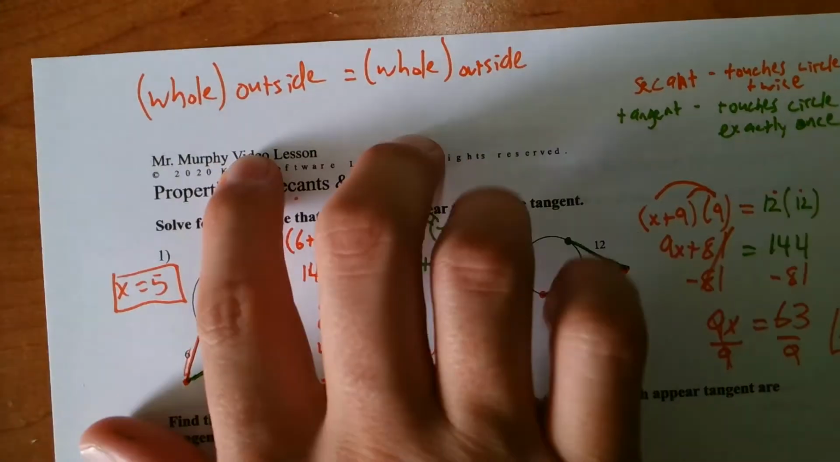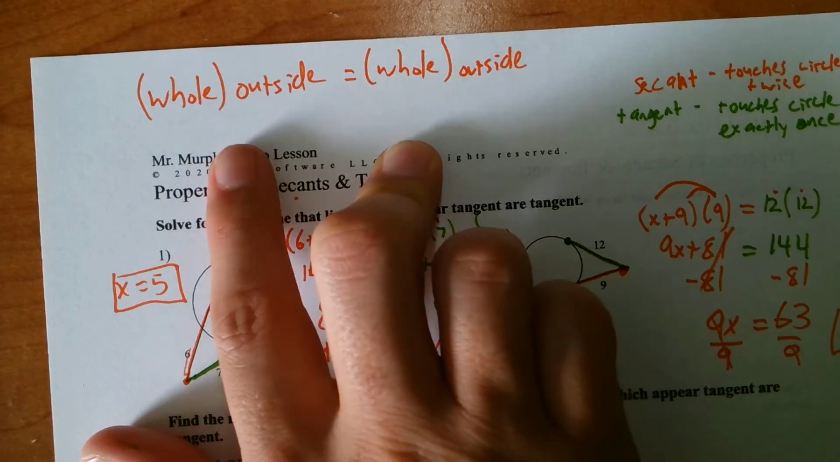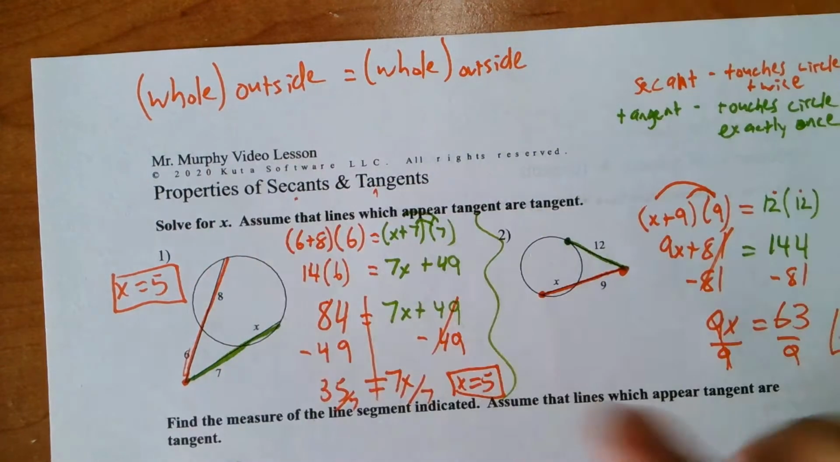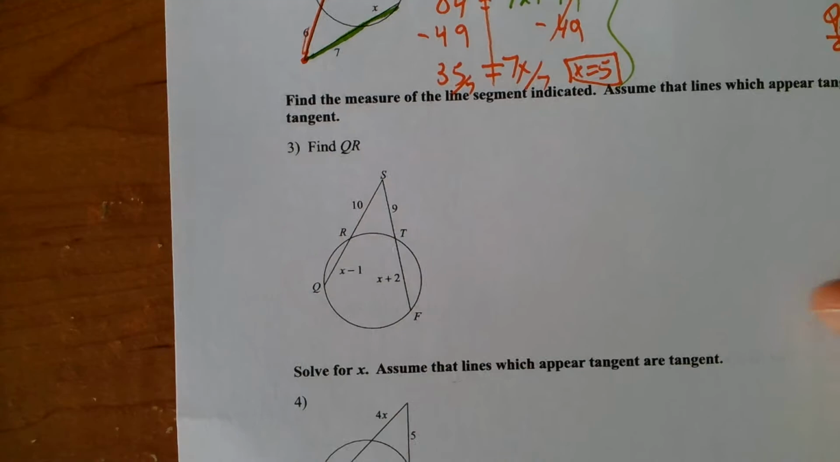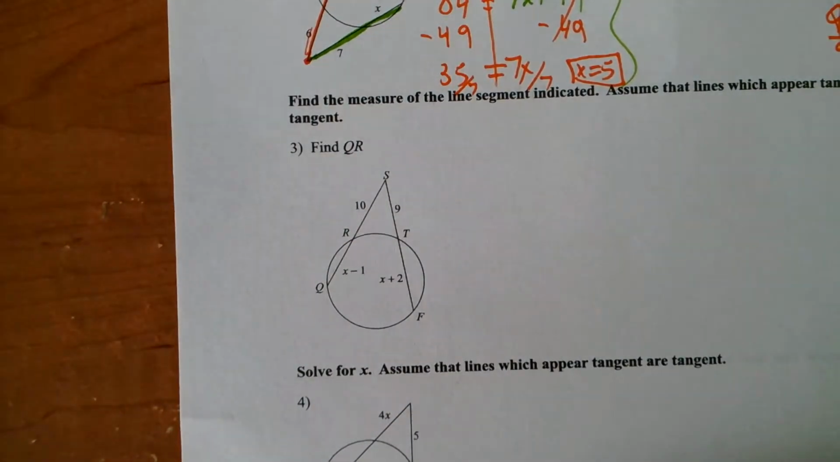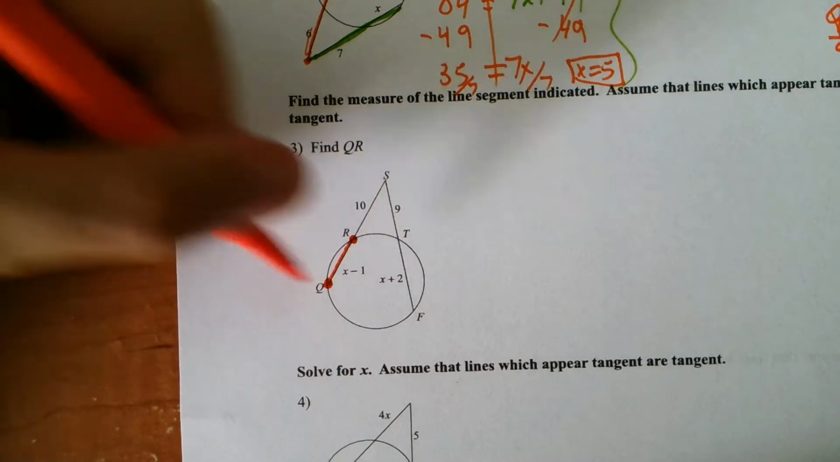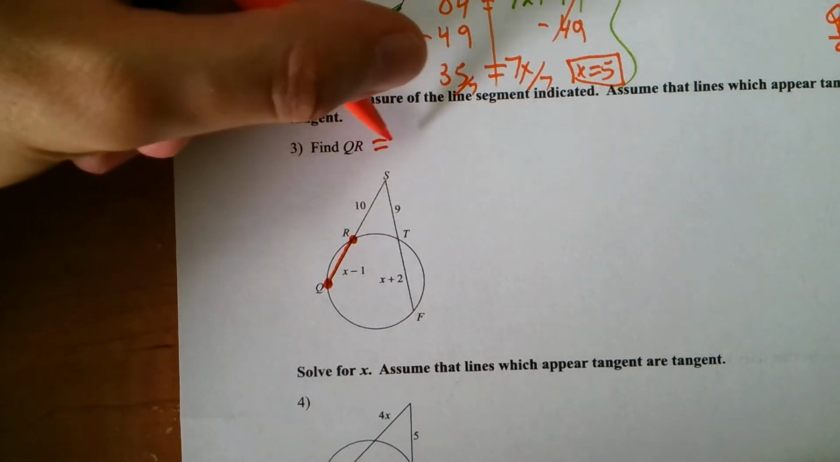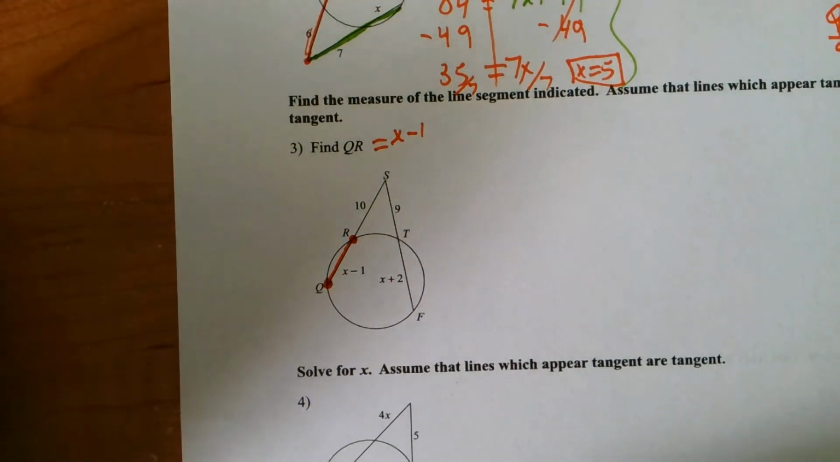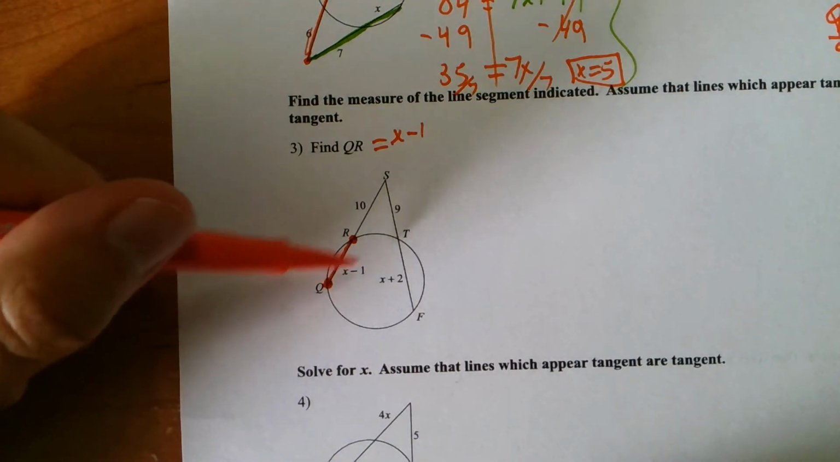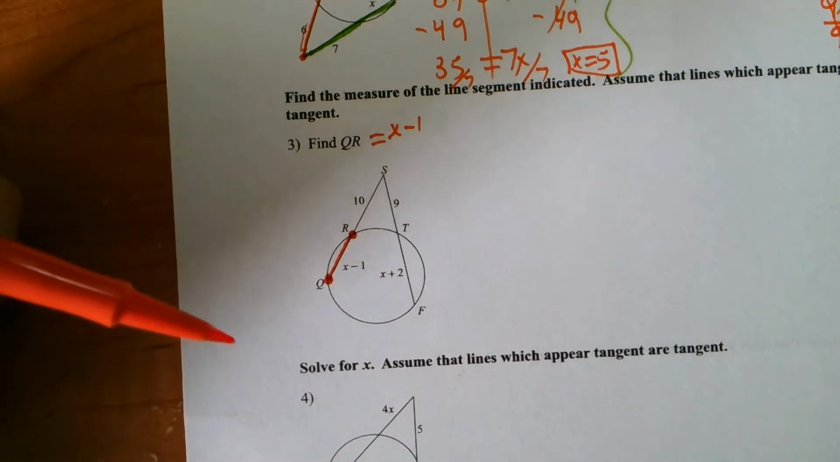Alright, now I'm going to do a couple more difficult problems that go a little bit further, but essentially they still use the same relationship of whole times outside equals whole times outside. Let's try it out. For number 3, we're going to use that relationship to help us solve for the length of this line segment QR, which right now is equal to x minus 1. That means we're going to have to solve for x and plug it in.